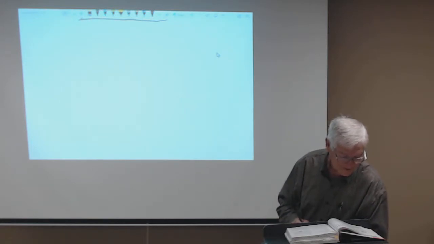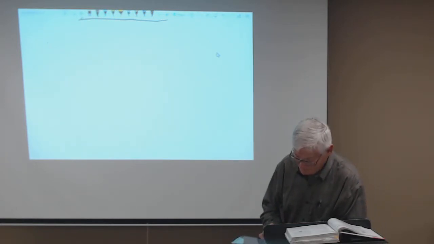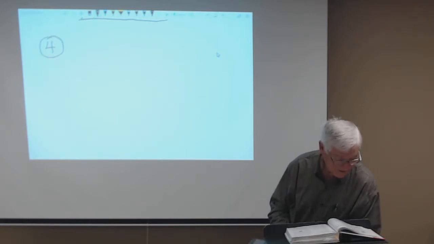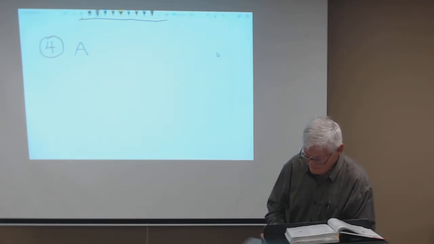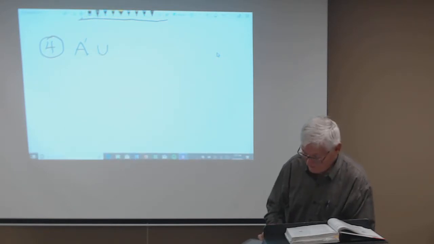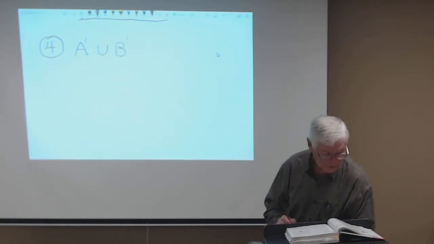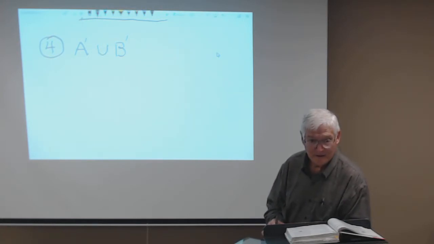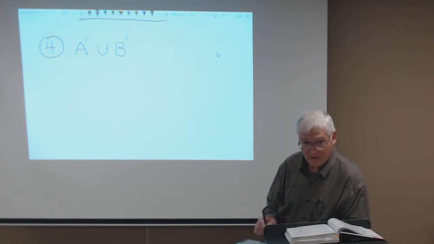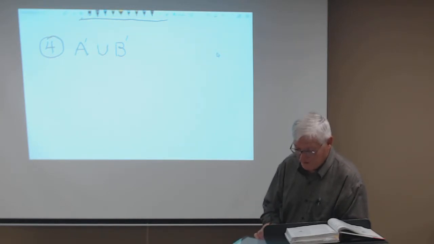In problems 3 through 8, draw a Venn diagram and shade the region representing each specified set. So number 4 says A prime union B prime, or A complement union B complement. You know what A complement means? Everything in the universe that's not in A. You know what B complement means? Everything in the universe that's not in B. And you know what union means? Combine those two, put them together.